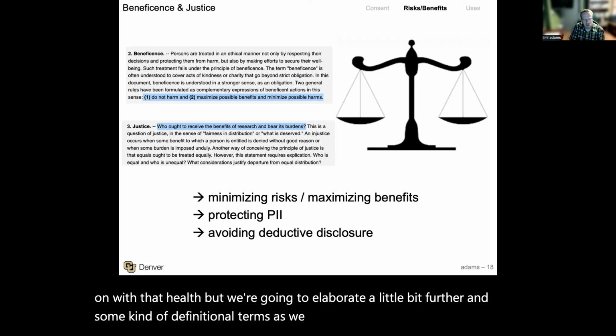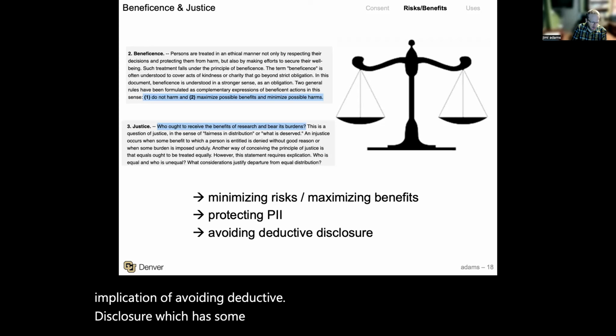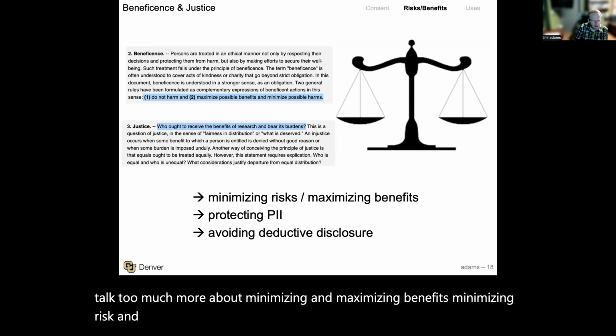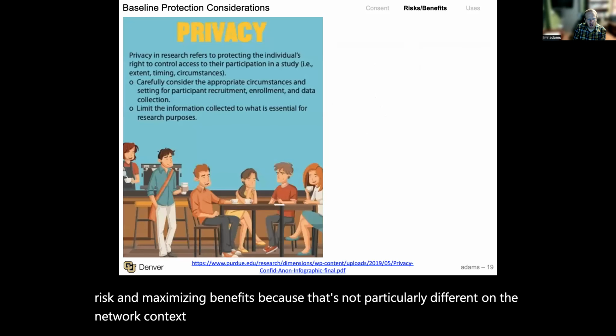And it also leads to the implication of avoiding deductive disclosure, which has some unique features for network research in particular. So I'm not going to talk too much more about minimizing risk and maximizing benefits, because that's not particularly different in the network context. But we'll think about some of these other factors as we move forward.